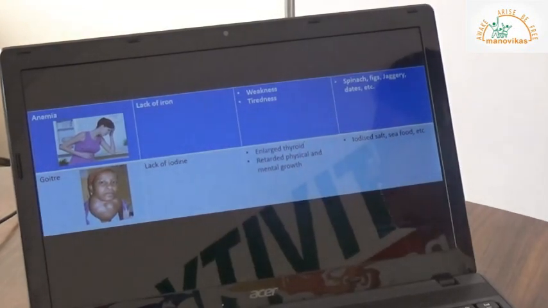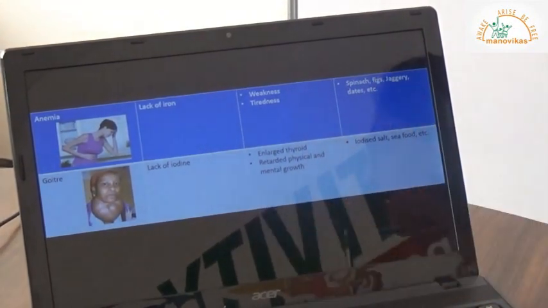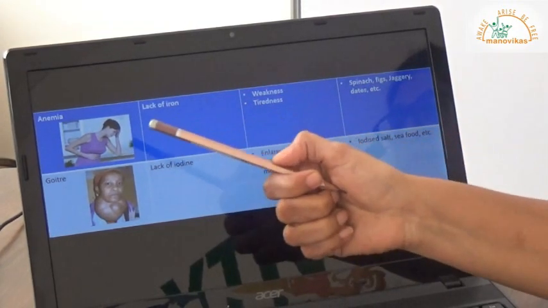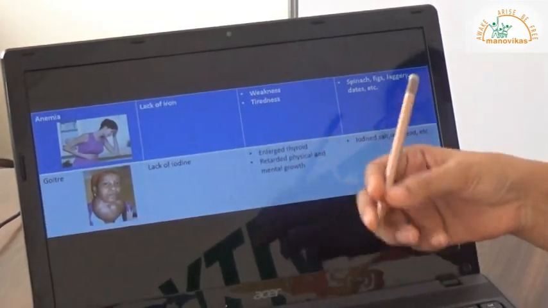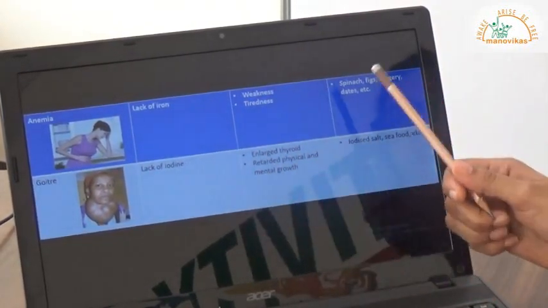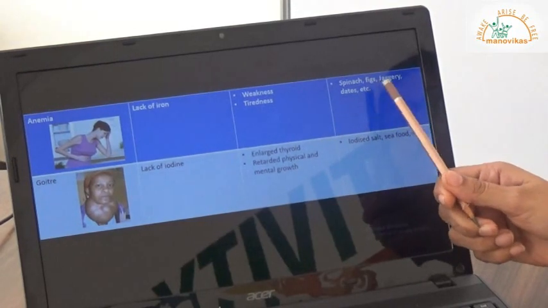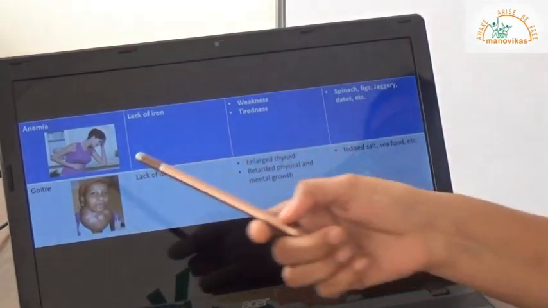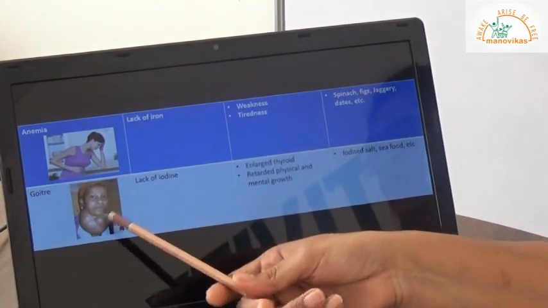The symptoms of anemia are weakness and a feeling of being tired. So anemia can be prevented or treated by eating food that is rich in the mineral iron. That is eating spinach, figs, jaggery and dates. The last deficiency disease is goiter.